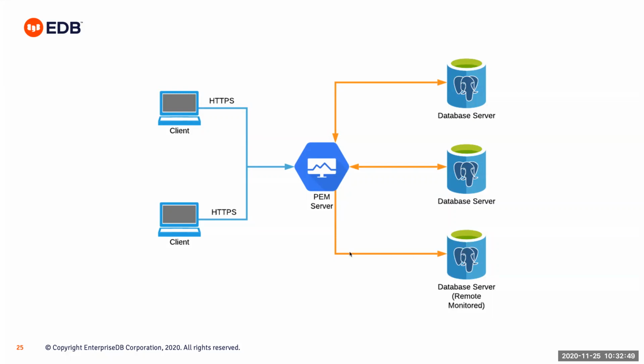So all the metrics are sent into the PEM server, and then the PEM server is the one analyzing the metrics and setting up notifications based on the alert profiles that have been configured for a specific server or for all the servers. PEM server itself is, quote unquote, just a web server. So all connections from clients will be HTTPS.